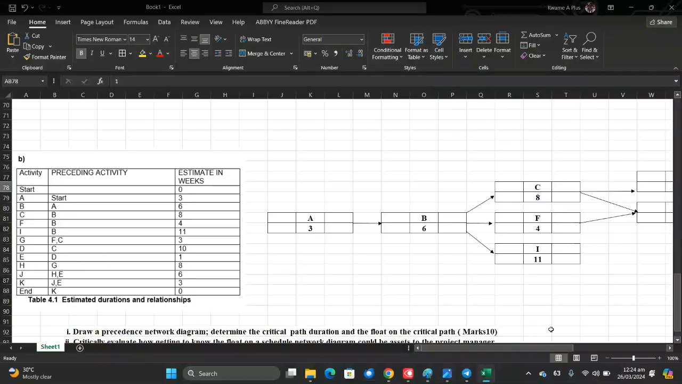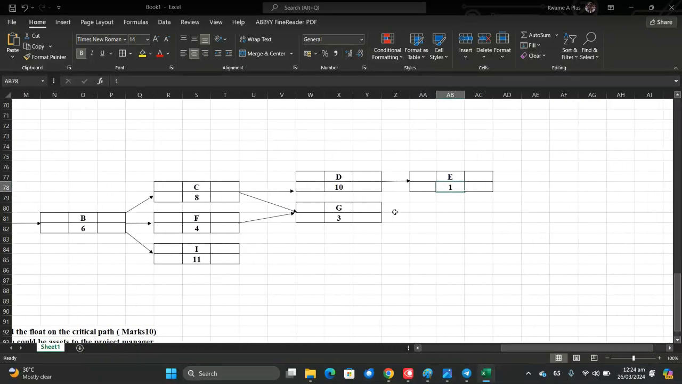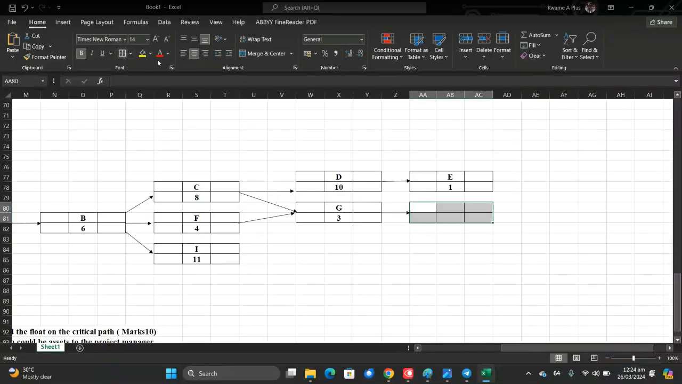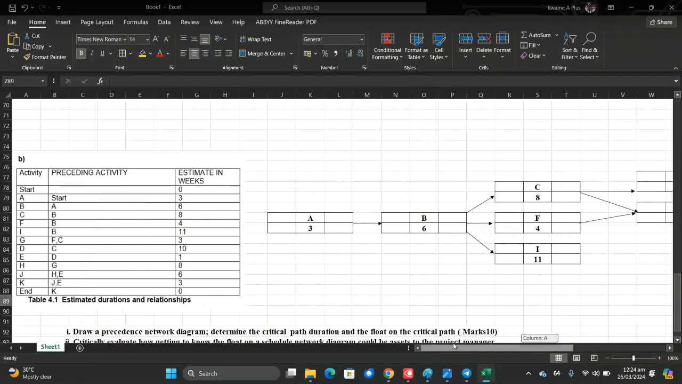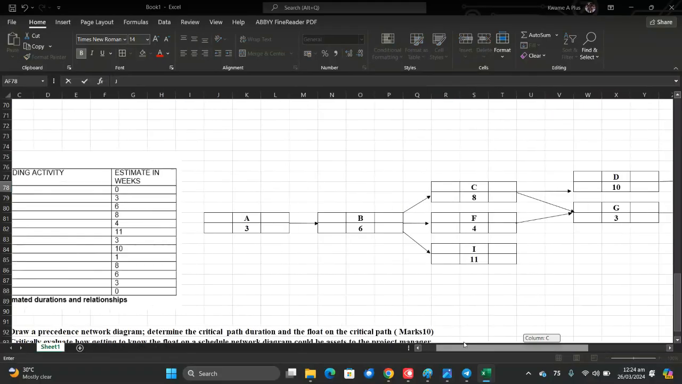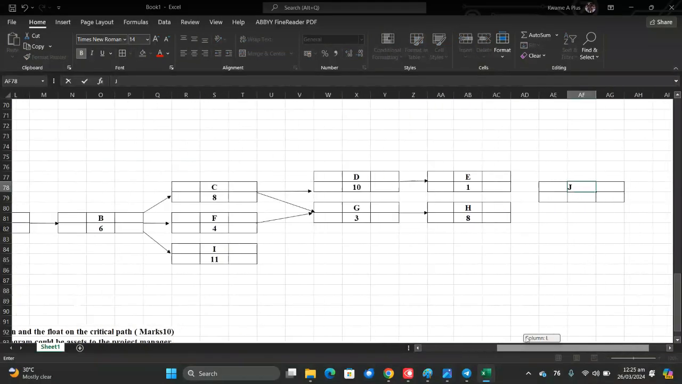So J precedes H. J precedes H, which is 8. And then we have HE precedes J. J, which is what? Which is 6, right?